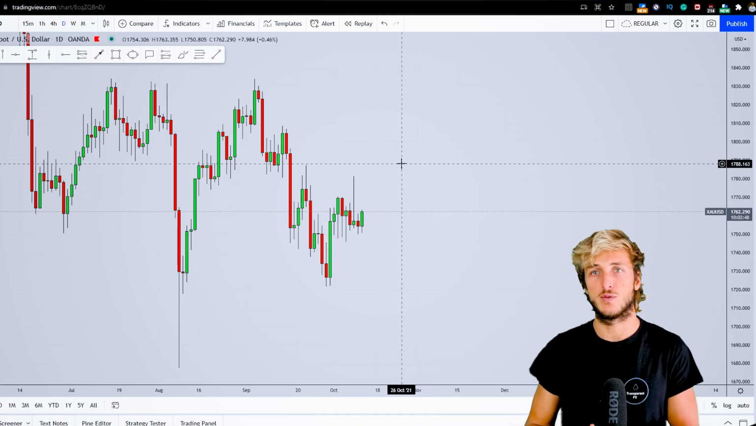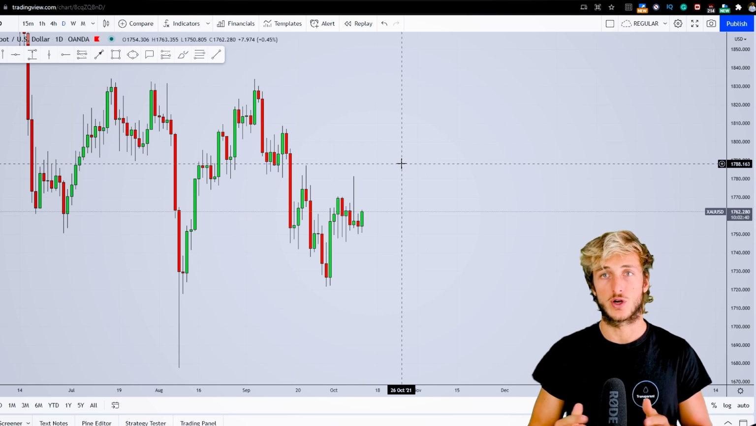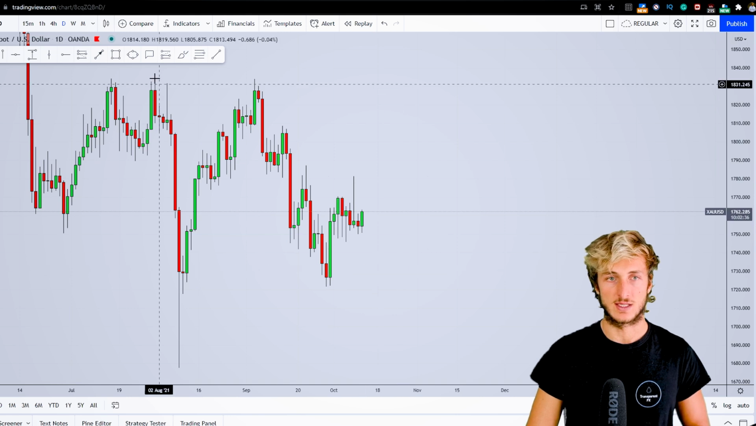And by the end of the video, by using a combination of these two different types of analysis, we will try to understand where we have the highest probabilities for a potential move here on the pair. And as usual, I will be keeping this as educational as possible.